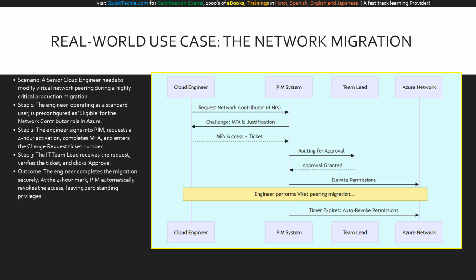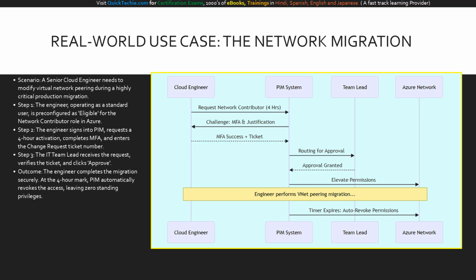Step 1. The engineer is merely eligible for the role. On Monday morning, they have no admin rights. Step 2. When the migration window opens, the engineer signs into PIM. They request activation for a specific 4-hour window. They are immediately challenged for MFA, proving their identity, and they enter the official change request ticket number as their justification. Step 3. The IT team lead receives an email, verifies the ticket, and approves the request. The engineer now has the exact rights needed.